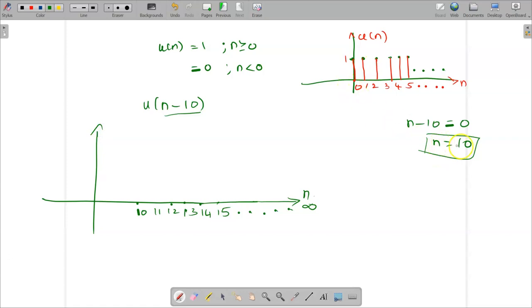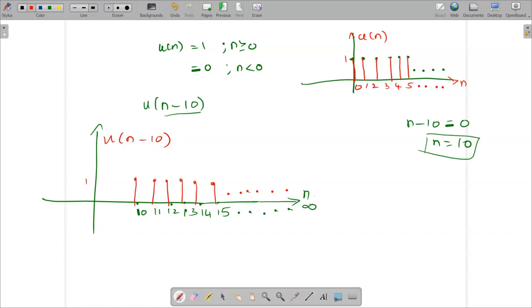So now 0 plus 10 becomes 10. So this amplitude has been shifted to 10. From 10 only you have the amplitude, and all the amplitude is going to be 1. So now this is the signal u of n minus 10.